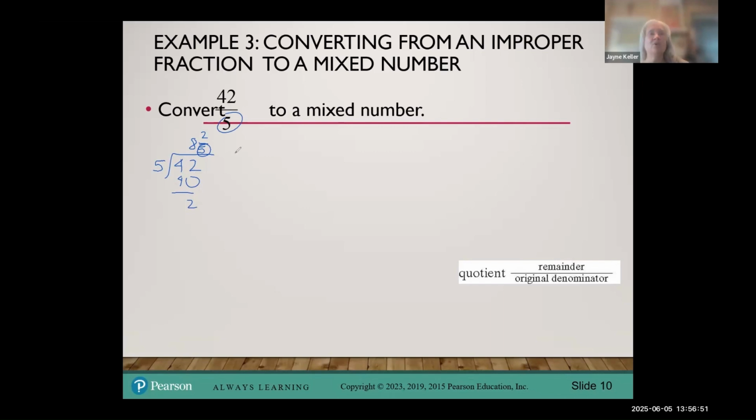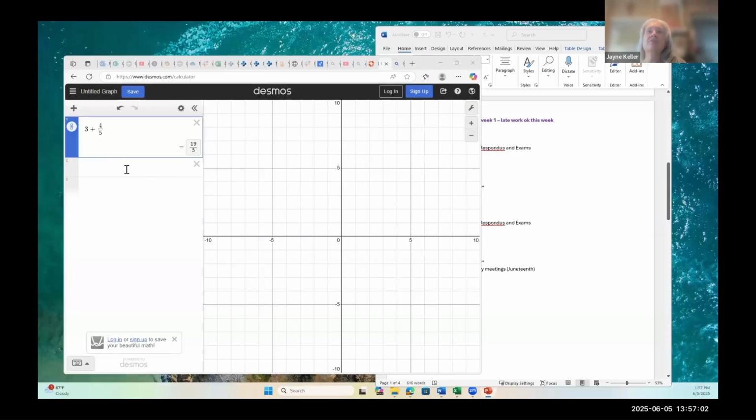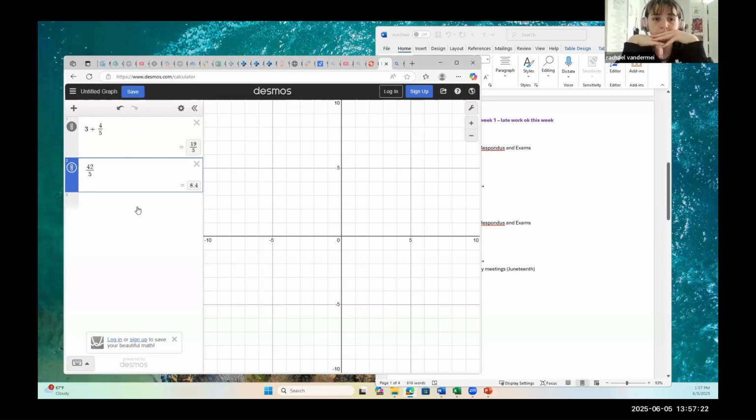And again, this one I can do in Desmos. As I'm working with more complex numbers, I might use Desmos a little bit more. So that was 42/5, so I can type 42/5. And notice that it's giving me this. Now this has an extra step. The other one, all I had to do was click on this, but look what happens if I click on here, it gives me the improper fraction, but I really want the whole number, right?